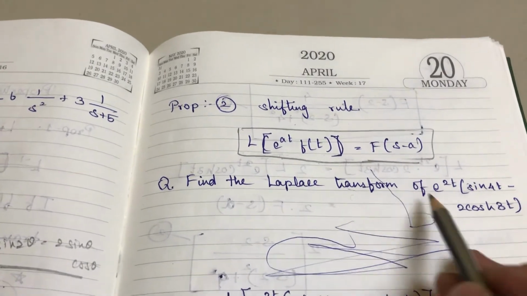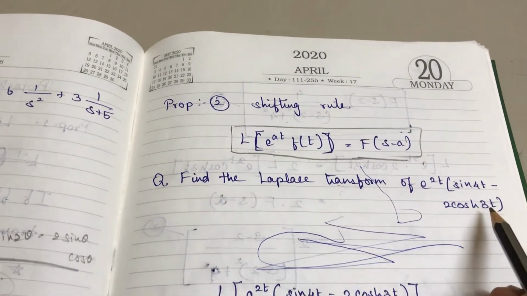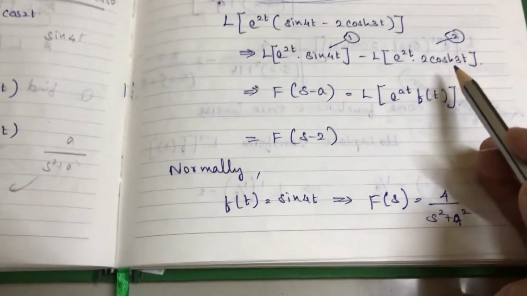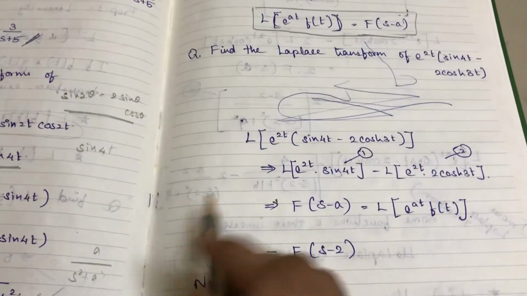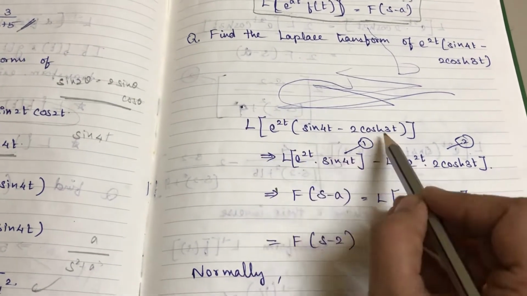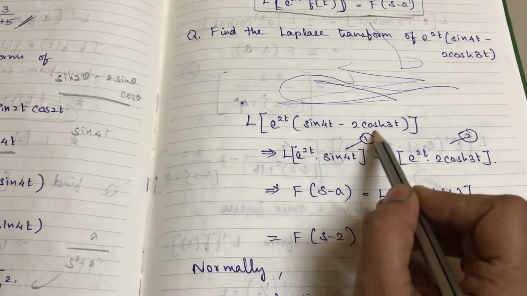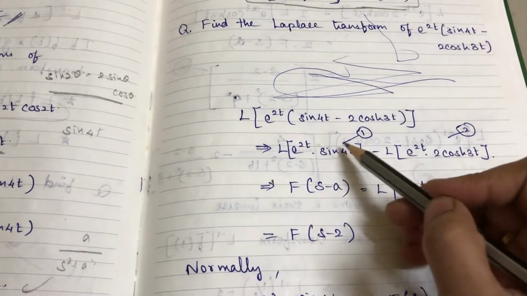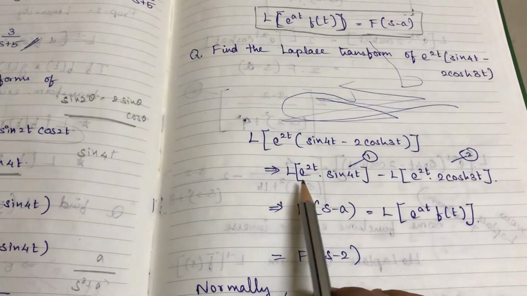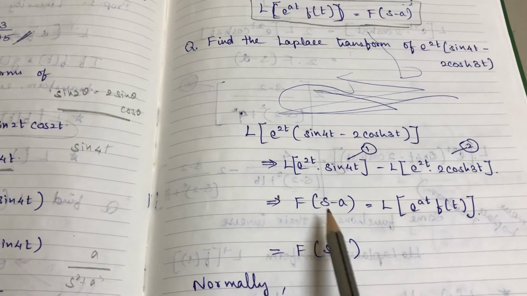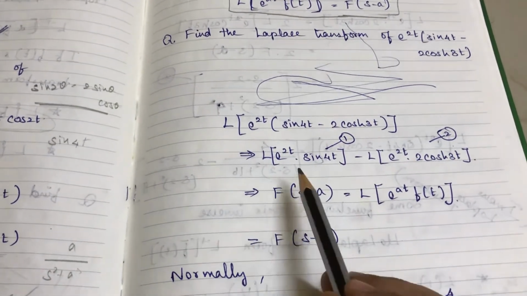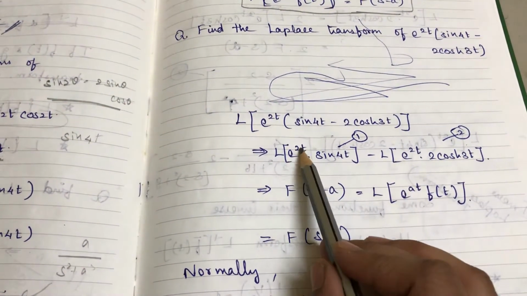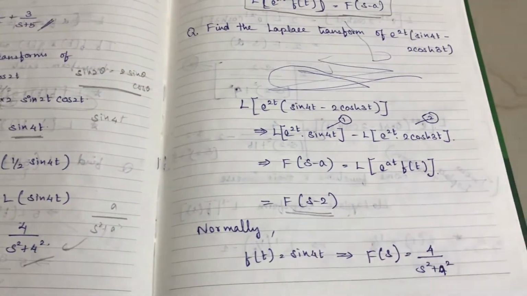Find the Laplace transformation of, they have given e power 2t into sine 4t minus 2 cos h 3t. So they have given this function here. In this, I am taking each term, multiplying this e power 2t in each term and L. Okay, so the function I have taken separately. I am taking this one as 1 and this one as 2. So you can see here e power into one function, I can easily write f of s minus a. Okay, so this is the first function, f of s minus a. So here a is what? E power at, e power 2t. So a is 2, f of s minus 2.